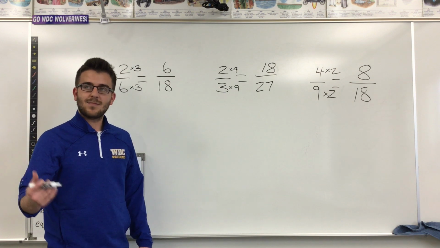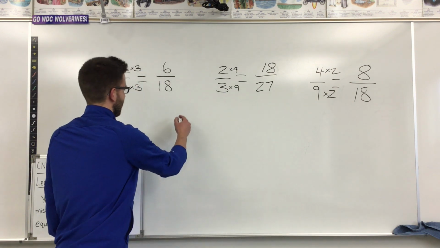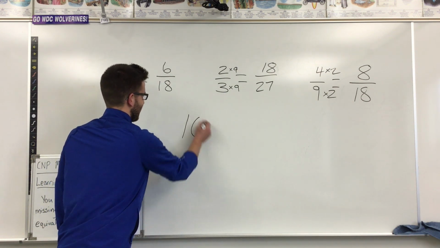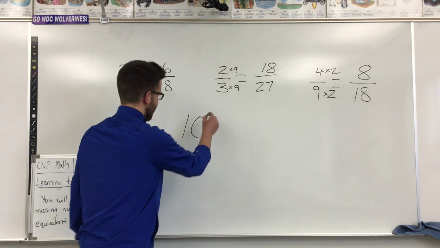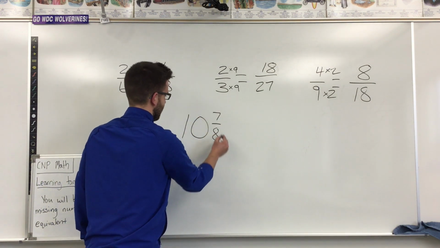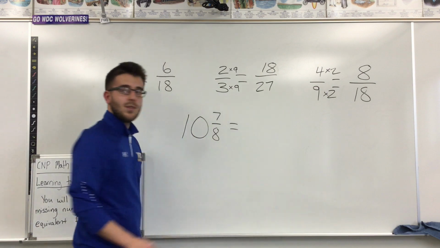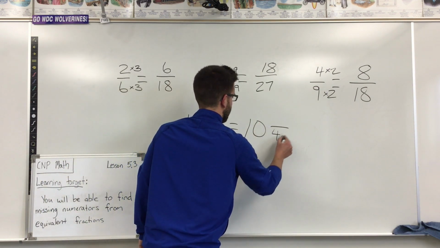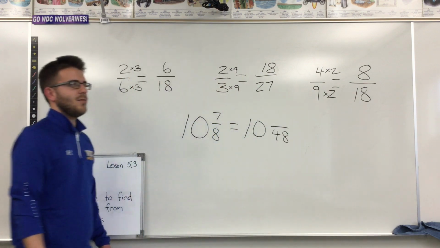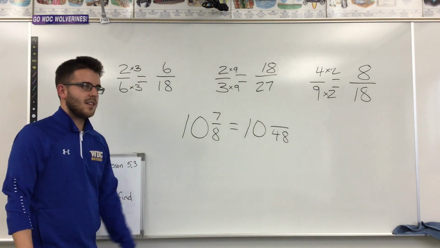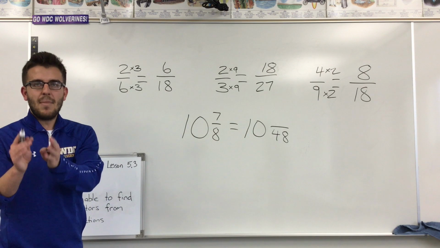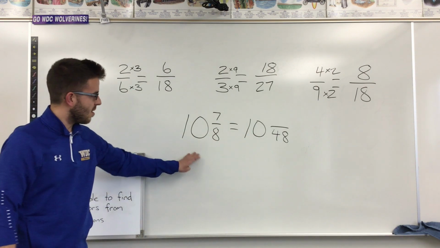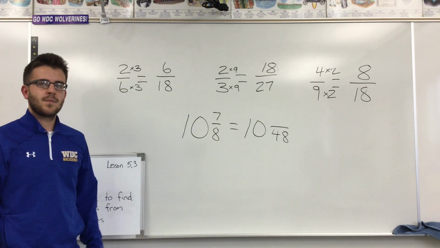Next example. 10 and 7/8 is equal to 10 and something over 48. You should realize that these aren't regular fractions. These are mixed numbers. We got a whole number and fraction, whole number and fraction. Okay?